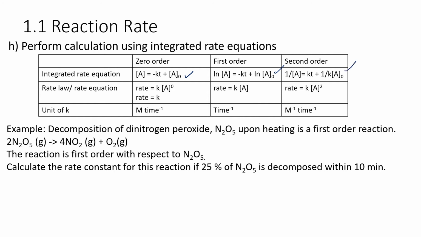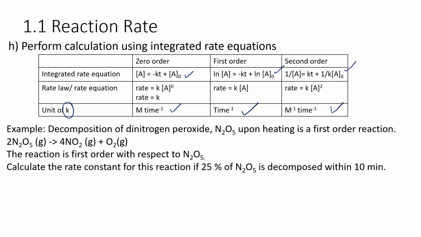To do the calculations using integrated rate equations, sometimes they do not tell you the order of the reaction, but they give you the rate constant. So to know the order of a reaction, we can refer to the unit of the rate constant. You must remember, for zero order, the unit of the rate constant is equal to the unit of the reaction rate, which is molar per time. For first order, the unit of rate constant is per time, while for second order, it is per molar per time.